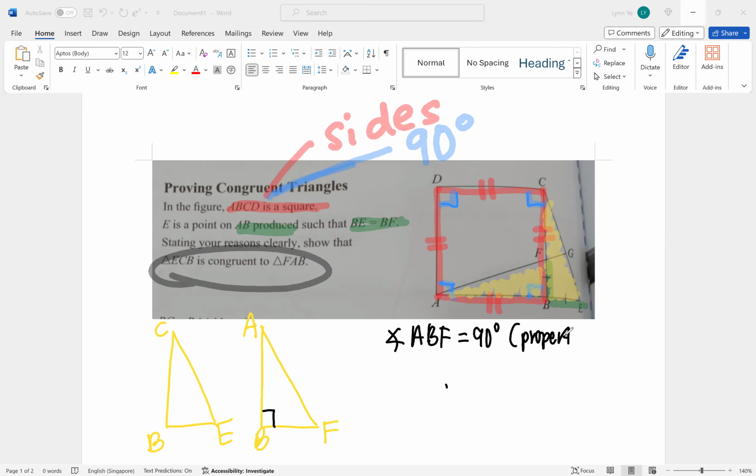So you must state the reasoning. There is a property of square. And then I must match with who? Because I'm proving congruent, right? So if I already have ABF, ABF must match with who? CBE. So I need to find a way to prove angle CBE, right? So how do I find angle CBE? Can I just write angle CBE is equal to 90? Cannot. Why cannot? Did the question say it's 90? So how can I go and find out it's 90?